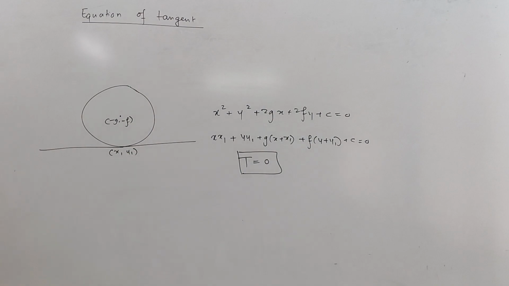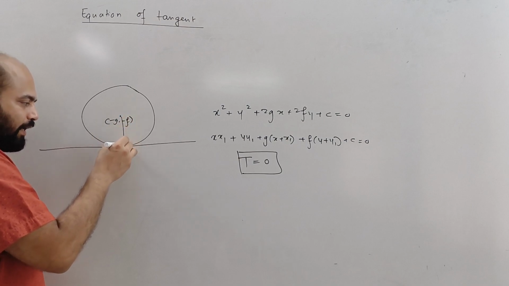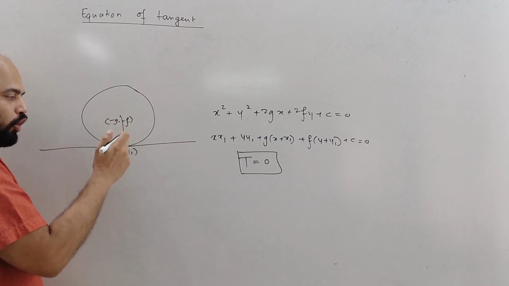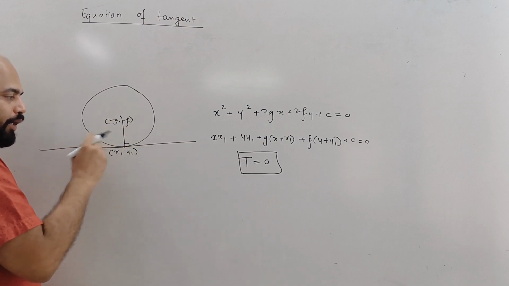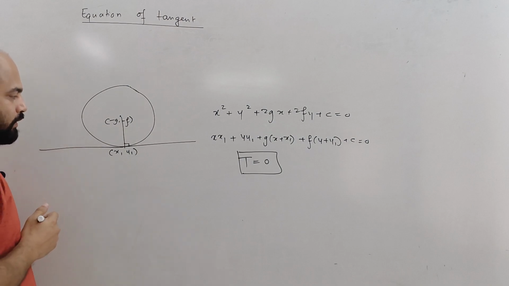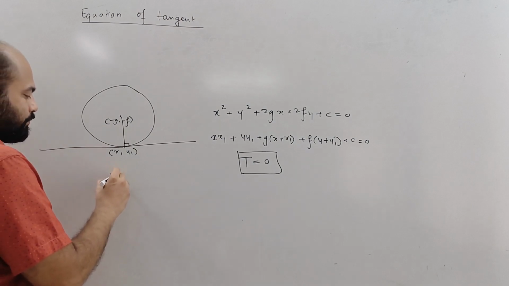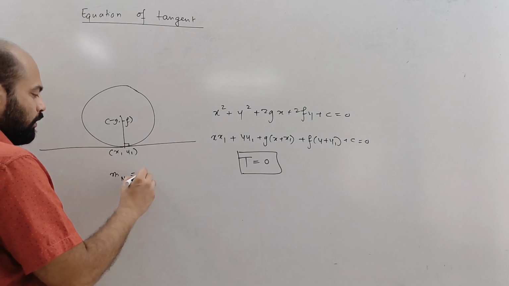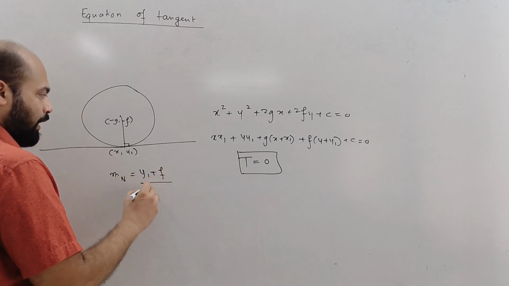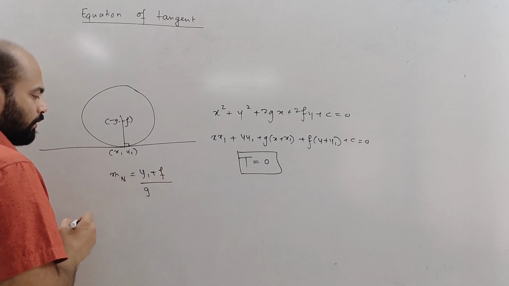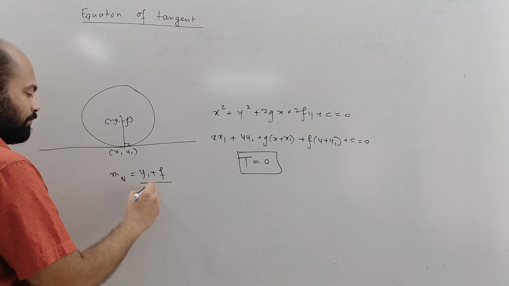Now there is some other way also to look at it. If you clearly see this figure, I can find out the slope of this normal. This is a perpendicular, so I can definitely find a slope of this. The slope of this is going to be y1 plus f divided by x1 plus g.